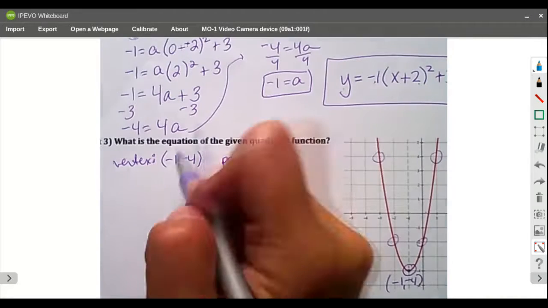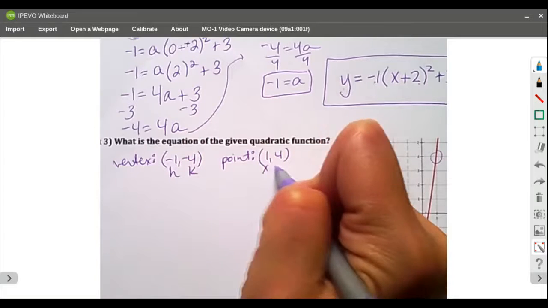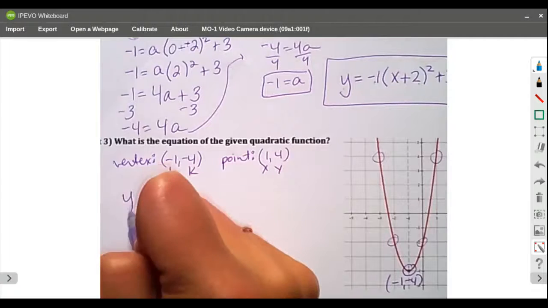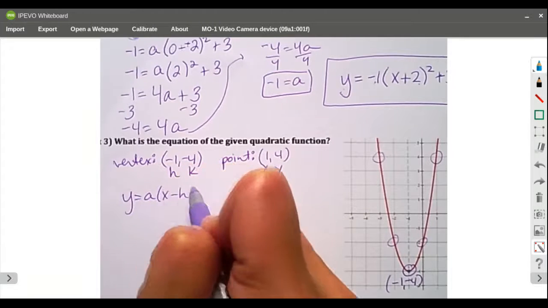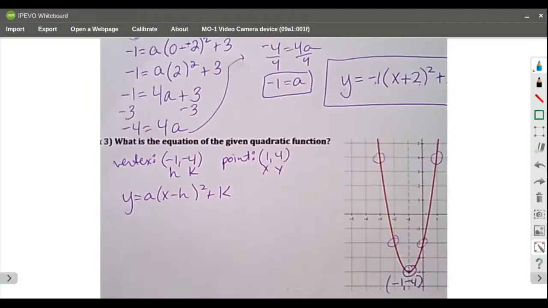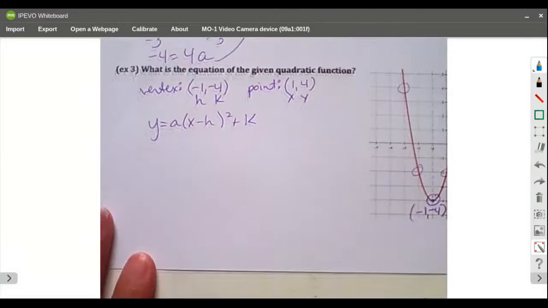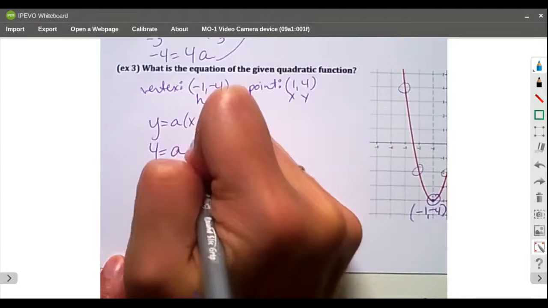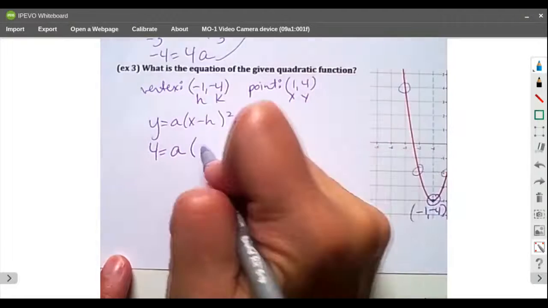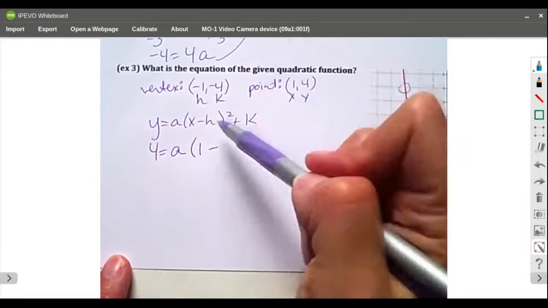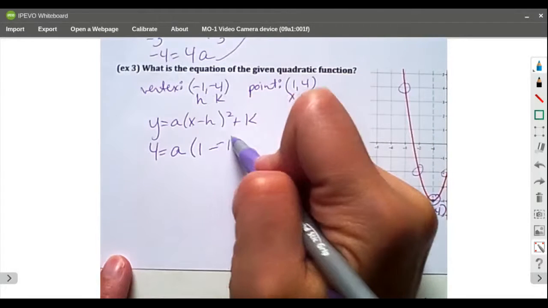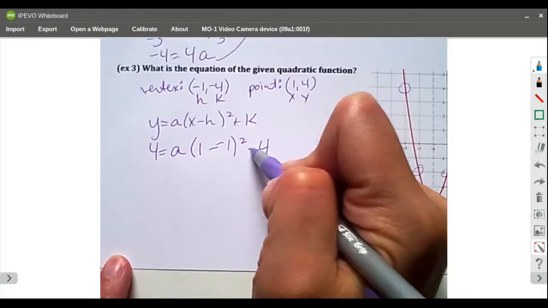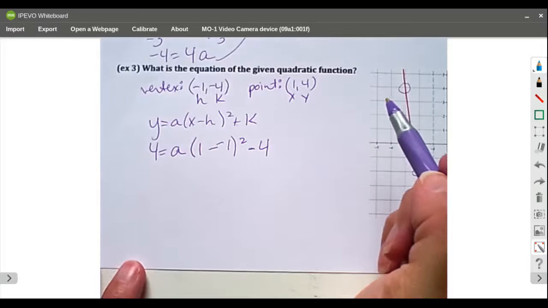Okay, so remember this is h, this is k, this is x, this is y. We're going to take those, plug it into vertex form. So I'm going to rewrite vertex form again. I like to rewrite it so you have it right where you're plugging it in. Okay, so now let's start plugging in. So instead of y, we're putting a 4. We don't know what a is. Instead of x, we're plugging in 1. And then it's minus h, which is -1. And then plus k, which is -4. Okay, so that's what it looks like when you plug it in.